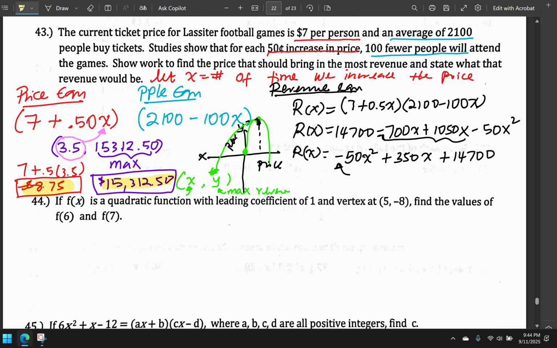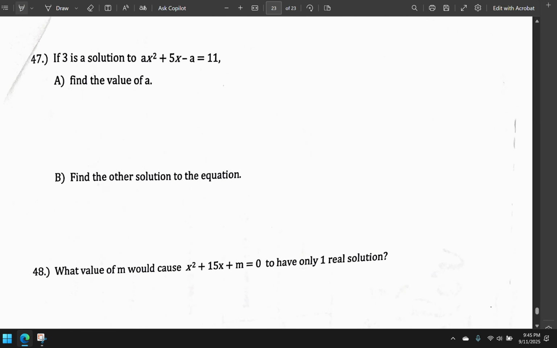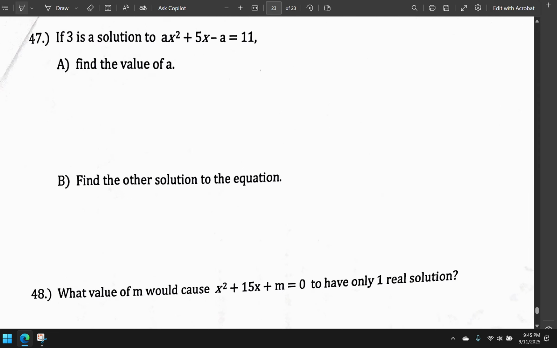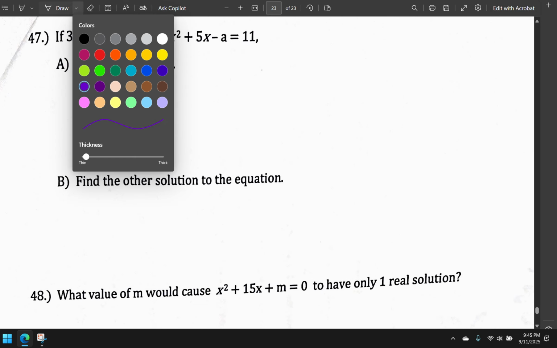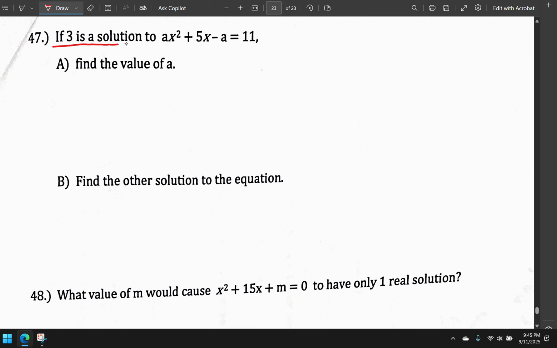Okay, then there was another question I think that was raised. Let me see if I can scroll down. Go to right here. I think it was 47. Yep, 47. Okay. It says, if 3 is a solution to this equation, find the value of A. Okay, if you're being told that 3 is a solution, it means that X equals 3.